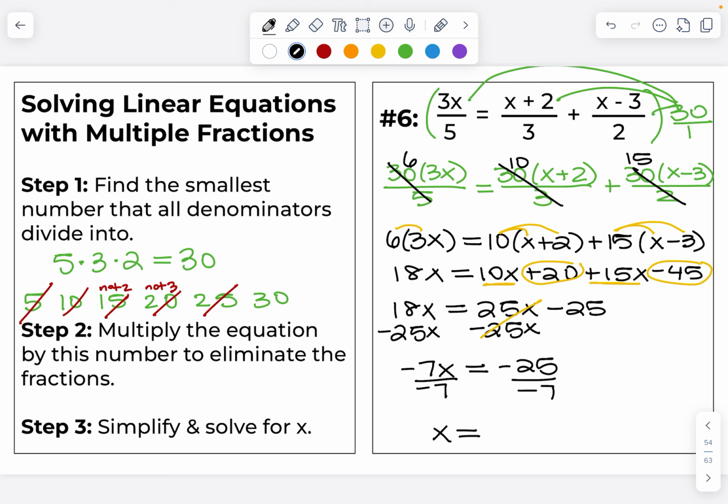a negative divided by a negative becomes a positive. But 25 divided by 7 is not a nice clean number, so we're going to leave it as a fraction. You could also write this as a decimal. Let me see what it would be.